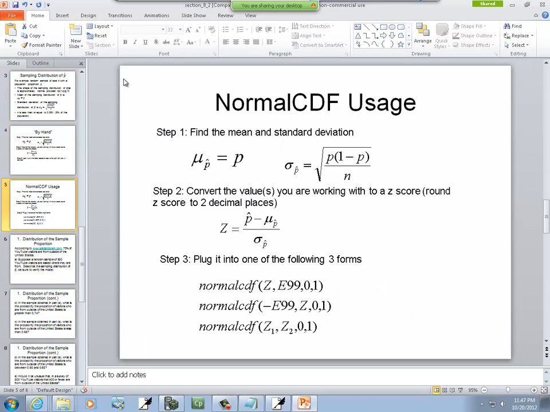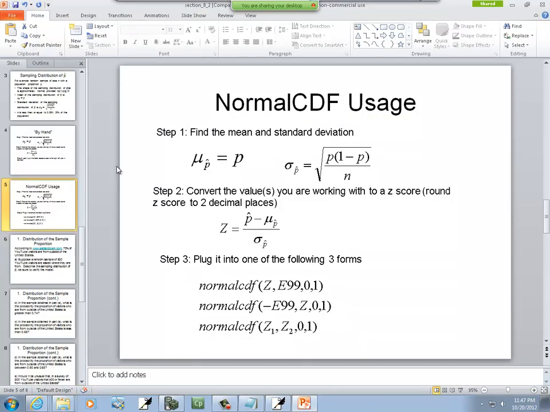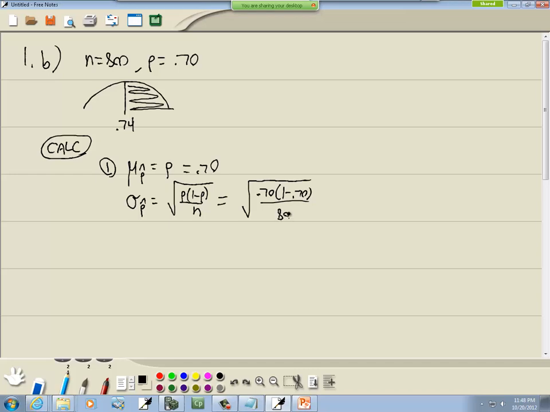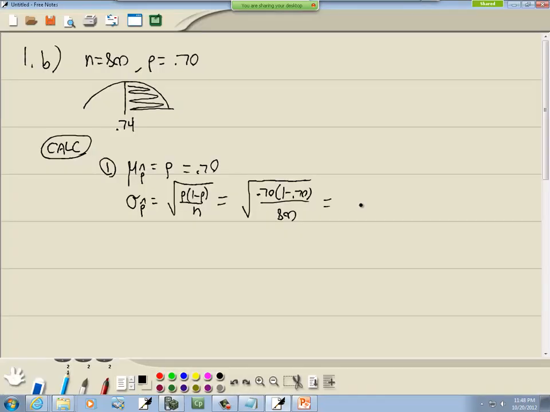Let's first do it using the calculator. Step 1 says find your mu sub p hat and sigma sub p hat. Well, mu sub p hat is equal to p, which is 0.70. And sigma sub p hat is equal to the square root of p times 1 minus p divided by n, which will be 0.70 times 1 minus 0.70 divided by n, which was 800. I already got that in there, don't I?